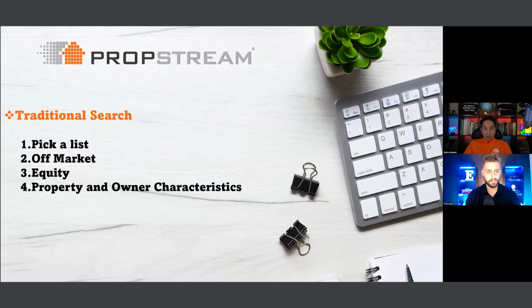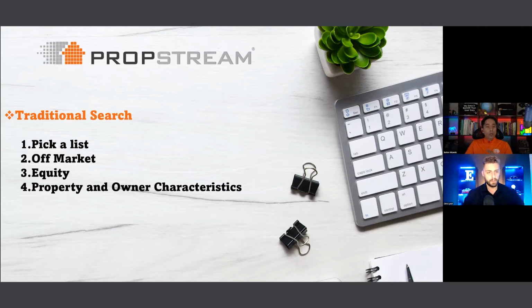You're going to pull up your market. First thing you're going to do is pick a list, and then you're going to make sure that list is off market. That's step number 2. And then step number 3, because you're a fix and flipper, because you're a wholesaler, we need to make sure it has equity in there. No equity, no assignment fee, no equity, no margin for that fix and flip revenue.